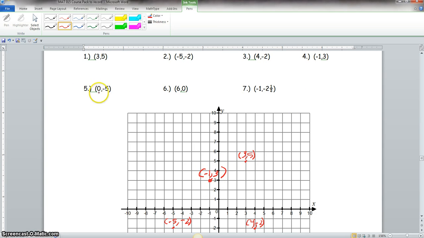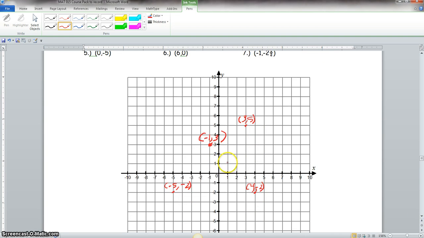Okay, now we come to number 5. Now remember, I told you X either goes left, right, or stays. Now when X is 0, that means it stays at the origin, but now we plot what Y is. Y is negative 5. So we will go from the origin, we will go down 5 and plot our point. So our ordered pair here would be 0, negative 5.